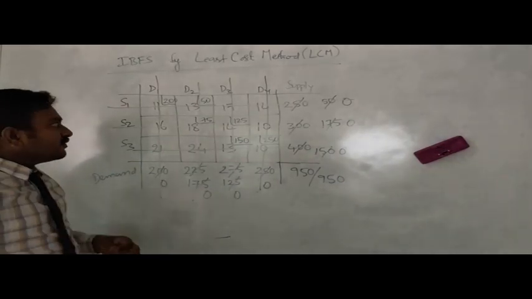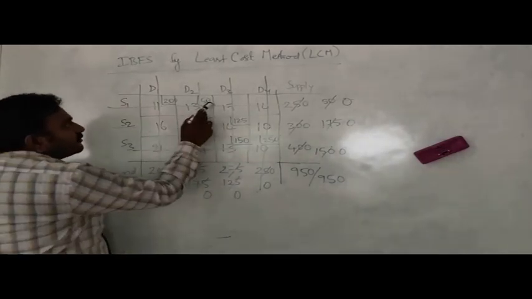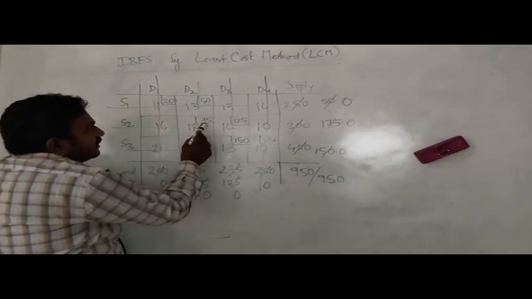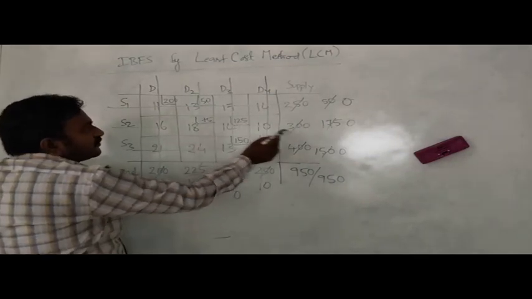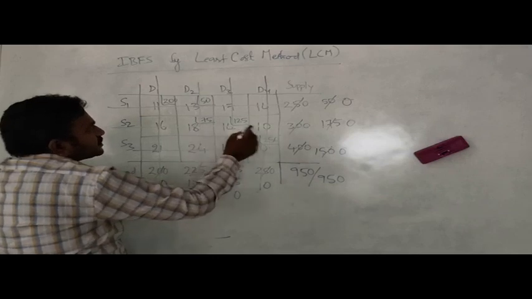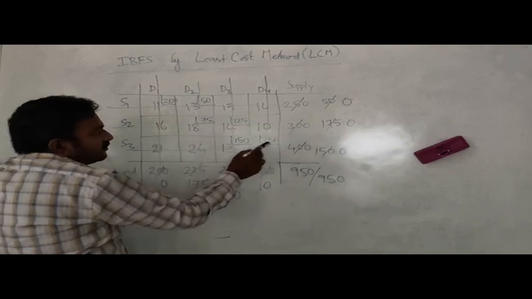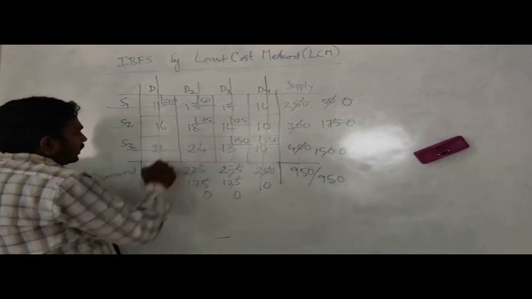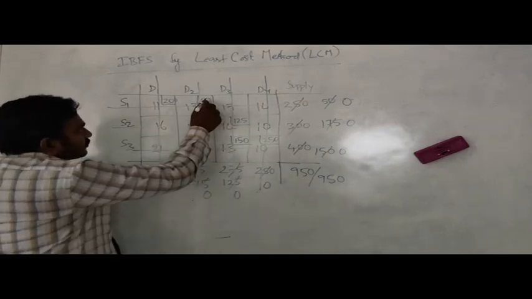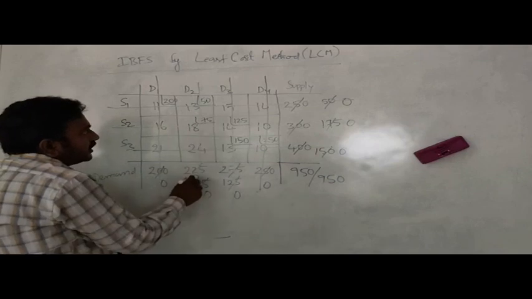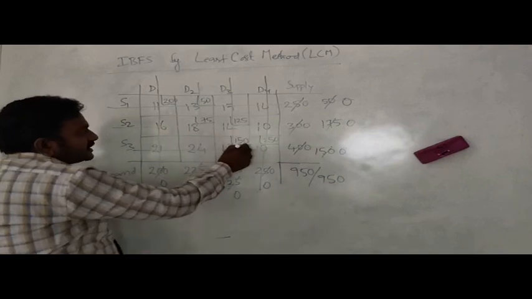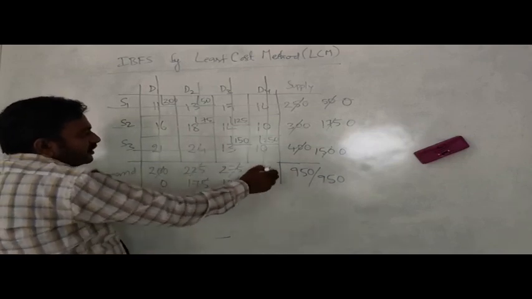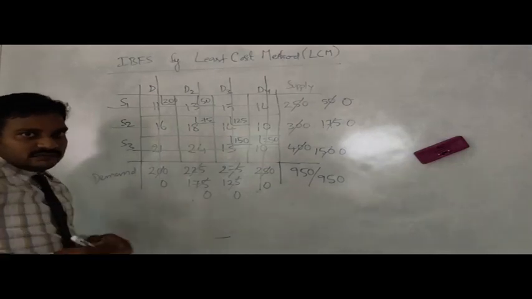My total allocations are 200 plus 50, 250, 175 plus 125, 300, 150 plus 250, that equals 400, 200, 150 plus 175, 225, 125 plus 150, 275, 250, 250. Done.